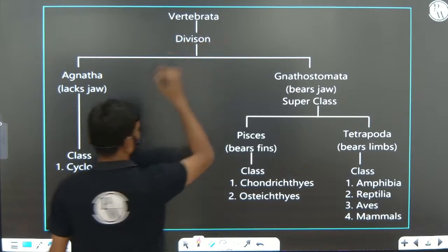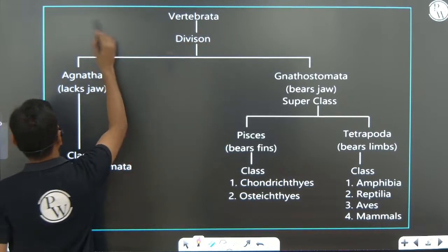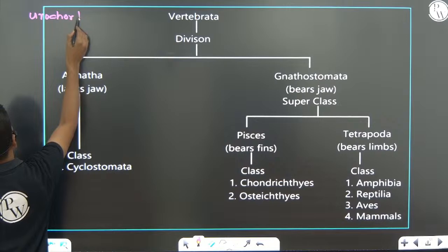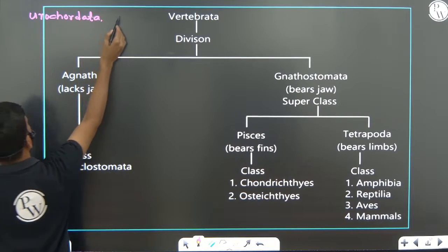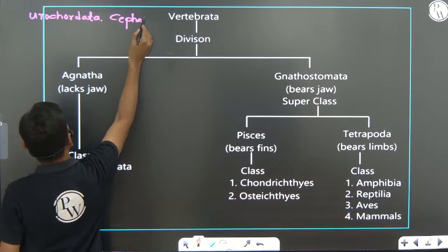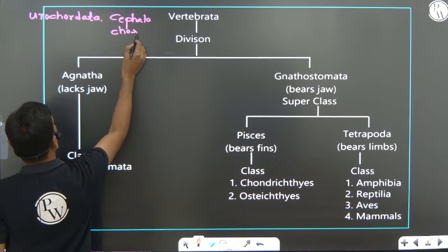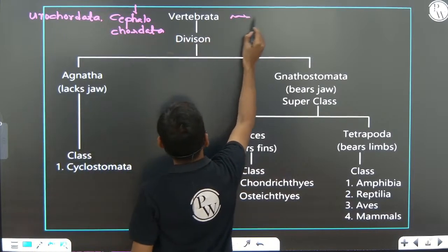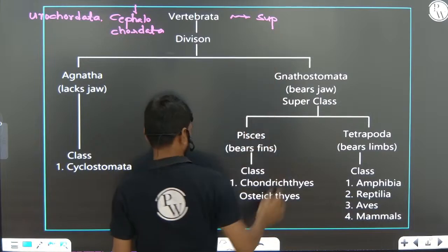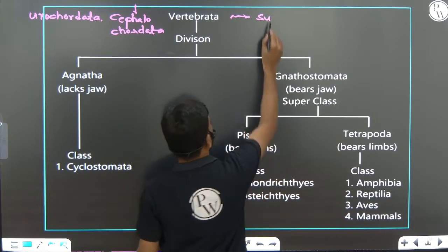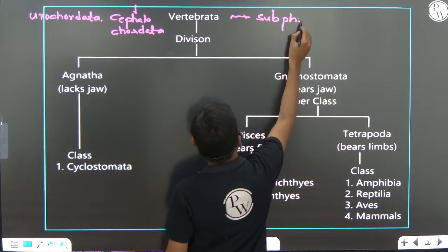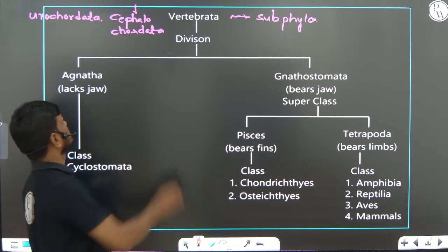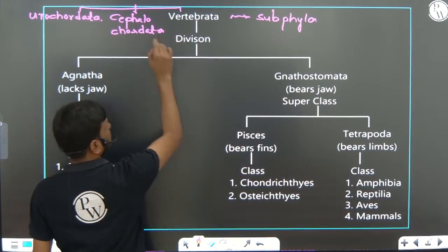Vertebrata, Urochordata, Cephalochordata. These are subphyla. Phylum singular, phyla plural. Okay. So now Chordata is divided into three subphyla.